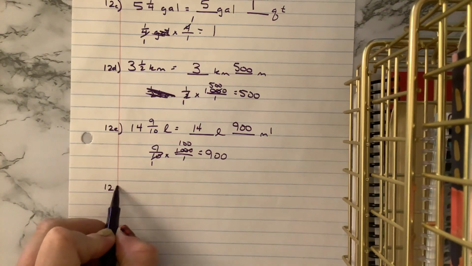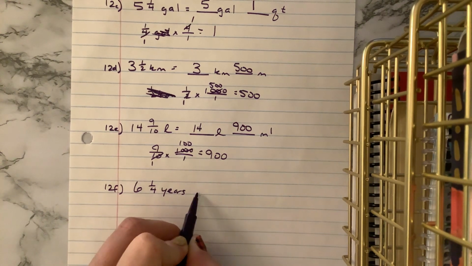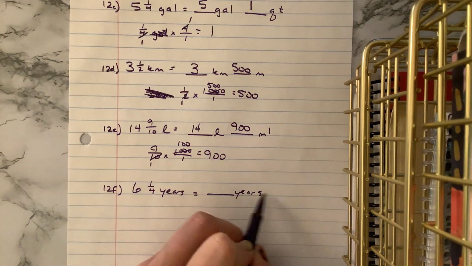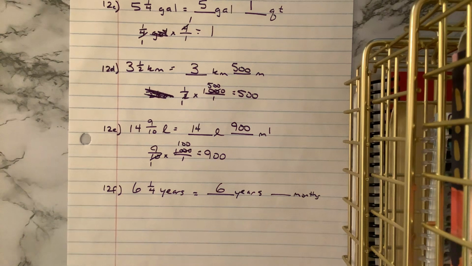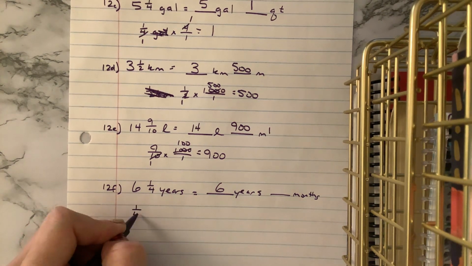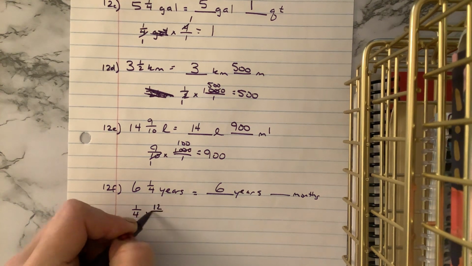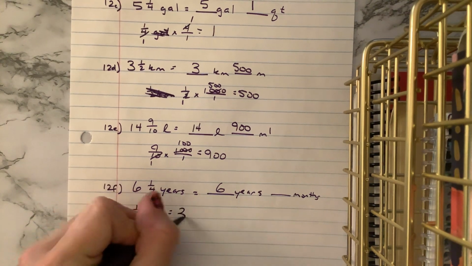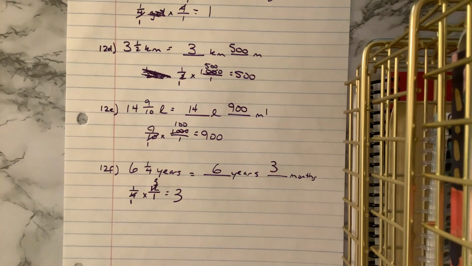And one more. 6 1/4 years equals how many years, how many months? Remember, our years just goes right on over. So we multiply 1/4 by our conversion factor. What is our conversion factor? 12, because there are 12 months in a year, okay? We simplify in advance, and we end up with 3. So our answer is 6 years, 3 months.